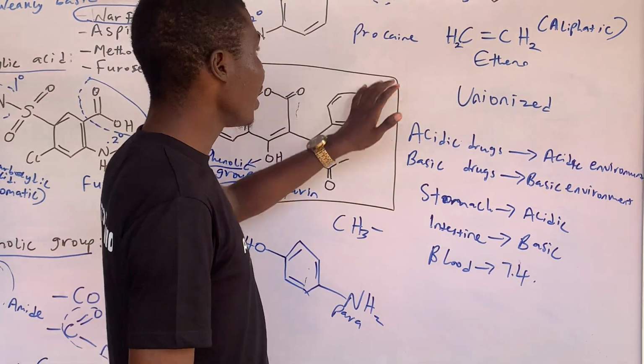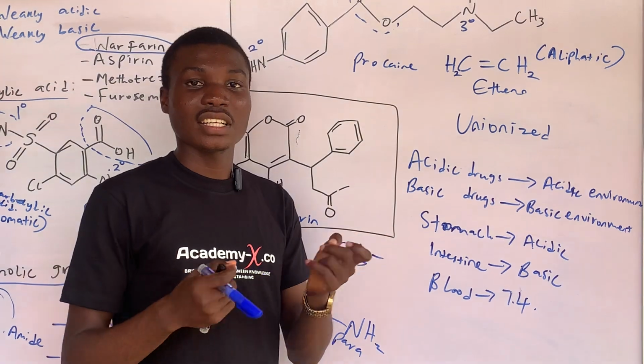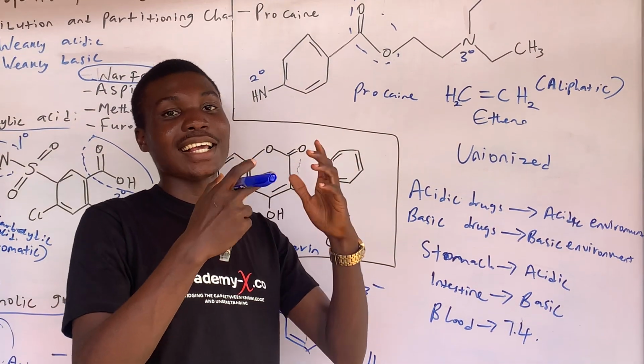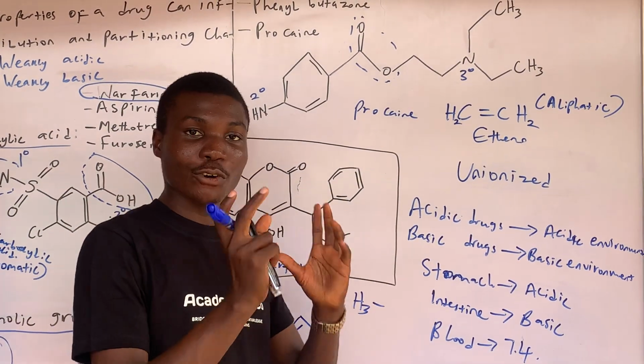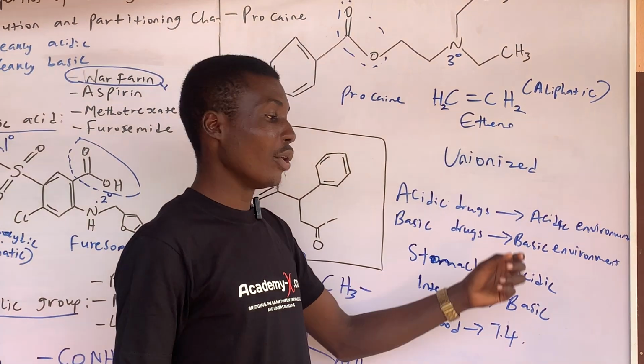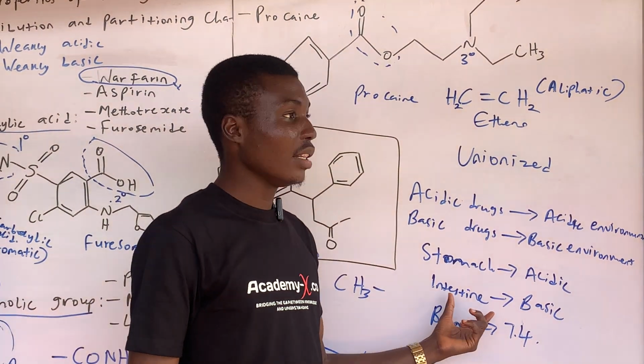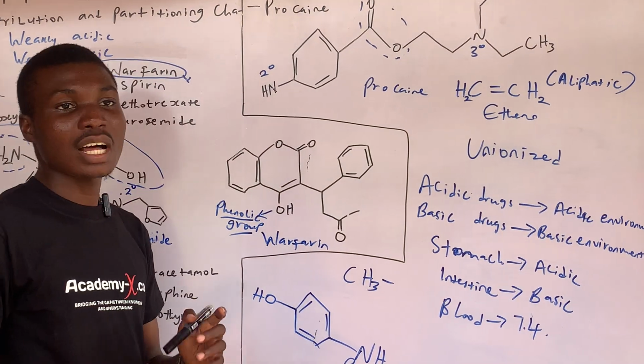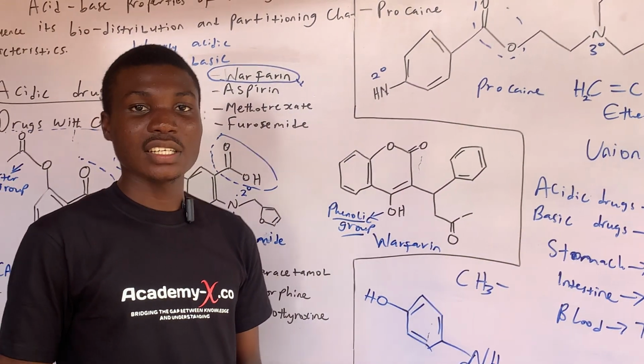Then if you want to talk about procaine, for example, if procaine is taken as a tablet, in that case you will need a basic environment for it to remain unionized, and in that context that would be the intestine. So that is basically that. Let's now move over to the theories of acid and base.